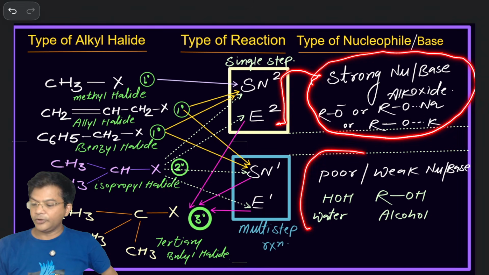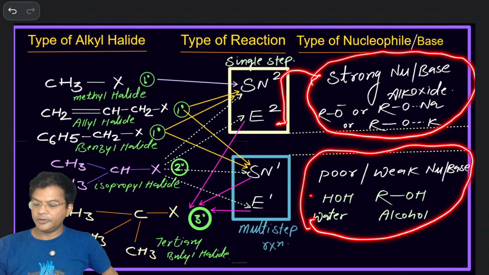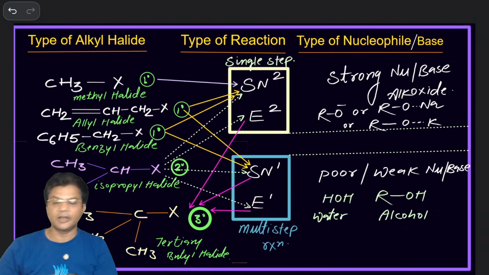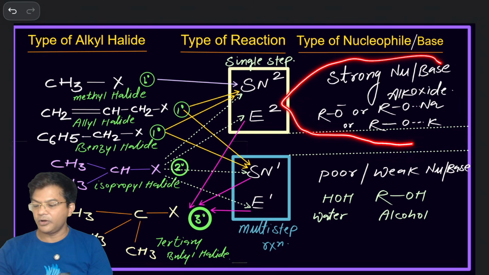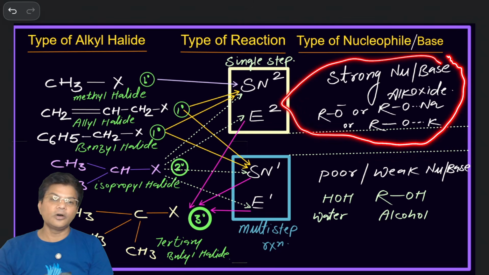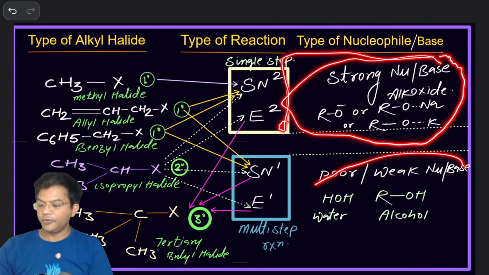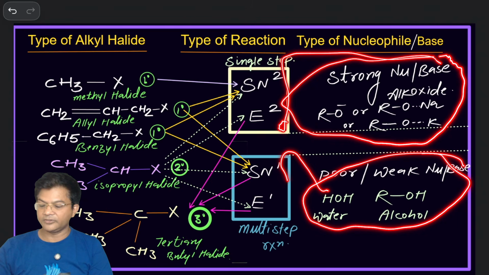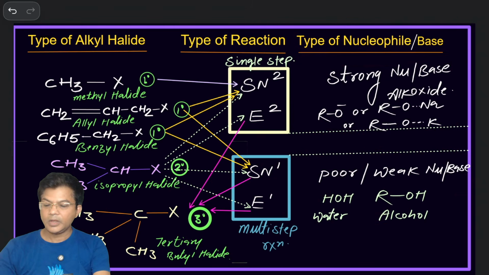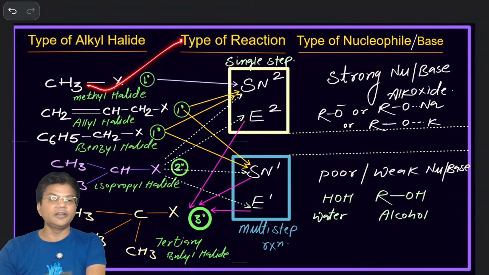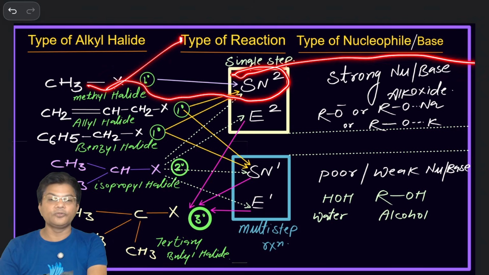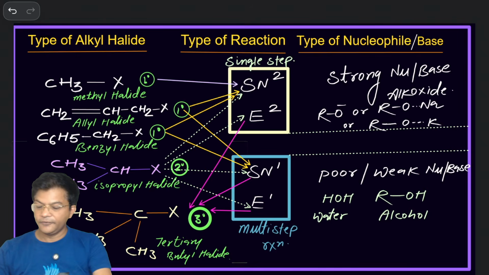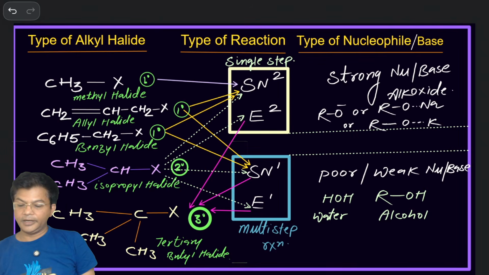And poor and weak nucleophiles love SN1 and E1, right? First categorization is clear. When the nucleophile is strong or very strong, their choice is SN2 and E2. Whenever the nucleophile is poor or weak, their choice is SN1 and E1. Now see, this is 1 degree, least sterically hindered, so it will always try to form SN2, but for that the nucleophile must be strong.